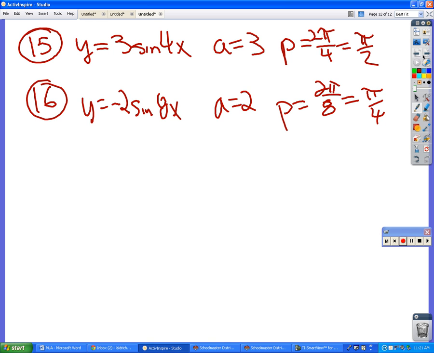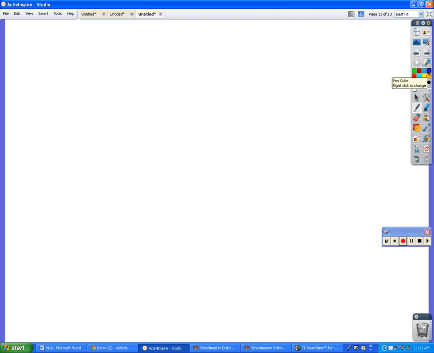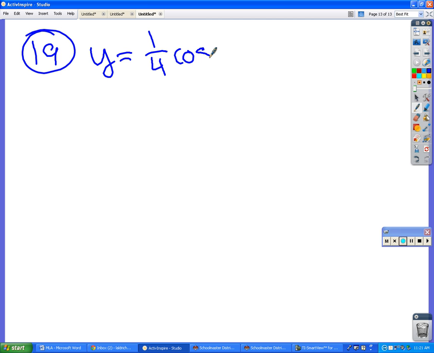All right, write a cosine function that fits each description. So y equals 1/4, because it said the amplitude is 1/4. And then to find the number that goes in front of the variable, you go 2 pi divided by 2, which is pi. So it's going to be pi x.